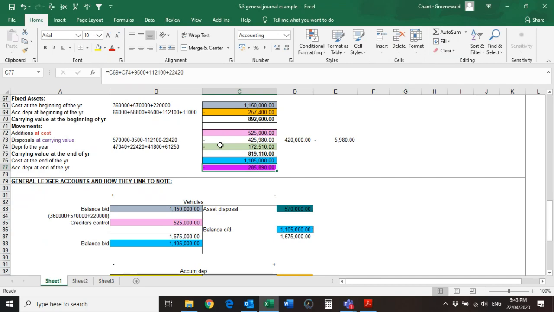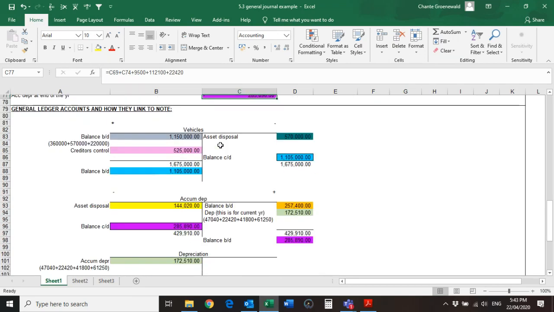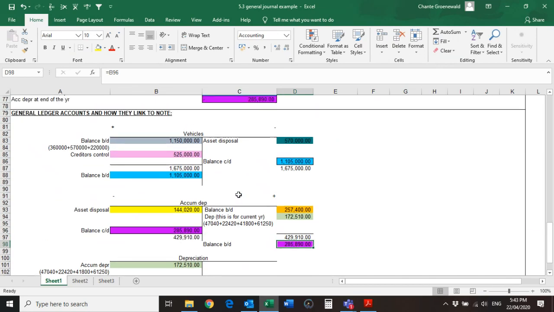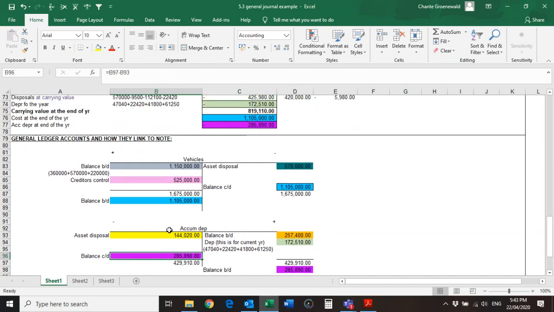We look at my accumulated depreciation at the end of the year. So here I worked it out again. We have our balance, then we de-recognized. We took out the accumulated depreciation for the asset that I disposed of, and I accounted for all of my depreciation during the year. So that gives me a balancing figure. That would be my opening balance for the next year. And that corresponds to this balance.